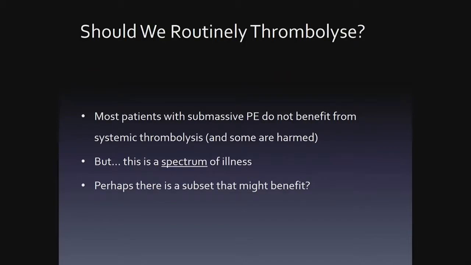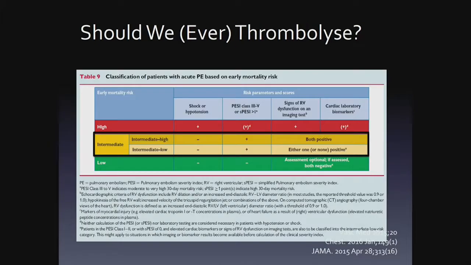So the question is, in patients who have submassive PE, should we routinely thrombolyse them? And the answer is no, definitively no. Most patients with submassive PE do not benefit from thrombolysis, and some are harmed. But as I said before, this is a spectrum of illness, and can we identify the patients on the right end of that gray box? Sorry, I'm pointing left, to my left. Can we identify the highest risk subset of those patients and perhaps thrombolyse some of those patients?